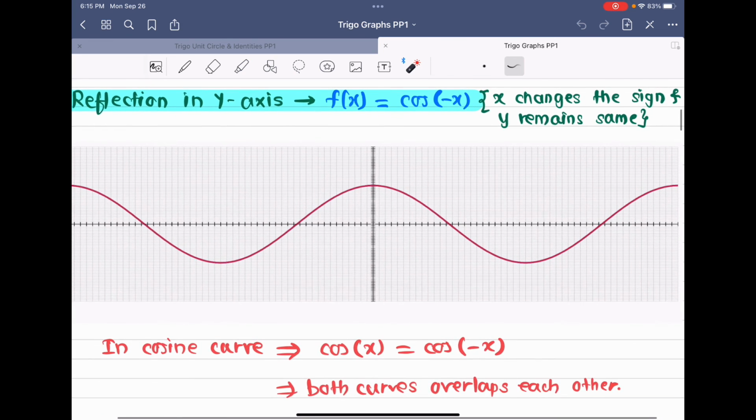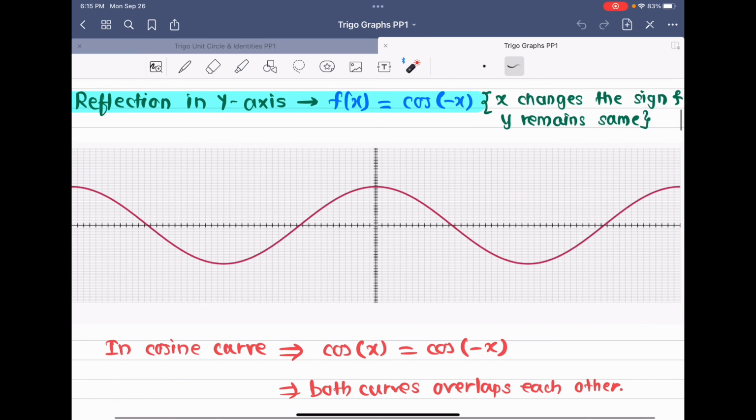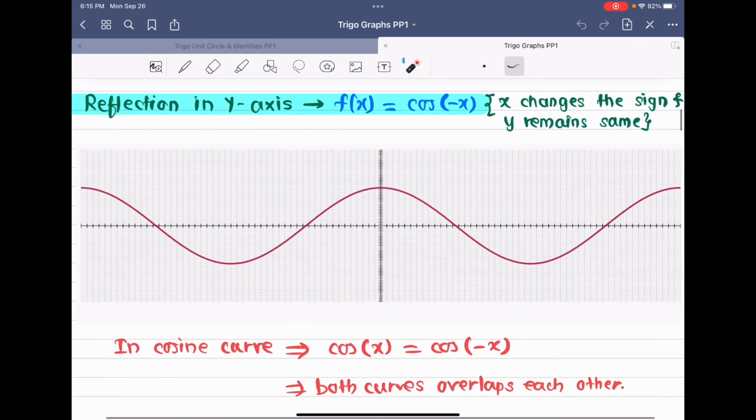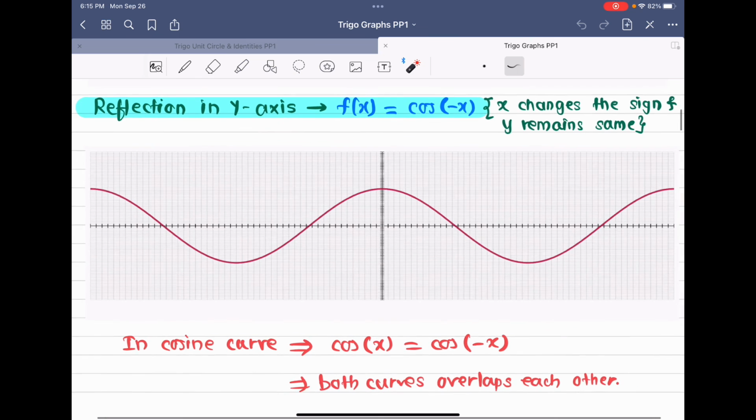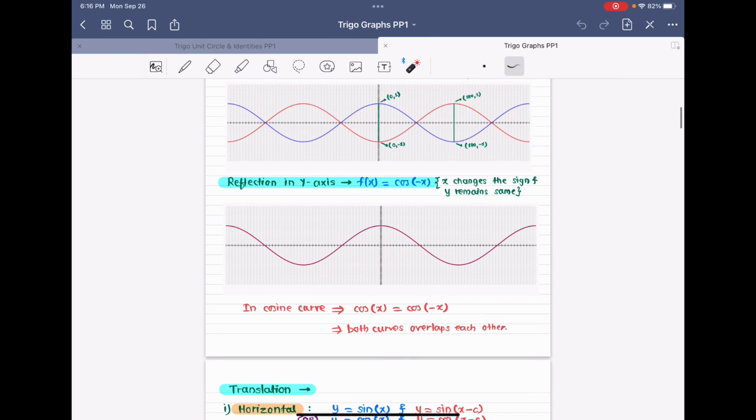Basically, the blue graph stands for the original graph, y is equal to cos x, and the red graph, y is equal to cos of minus x, are exactly matching with each other. So to summarize this, x changes the sign, y remains the same. So in the cosine curve, y is equal to cos x is the same as cos of minus x. Both curves overlap each other. Thank you.